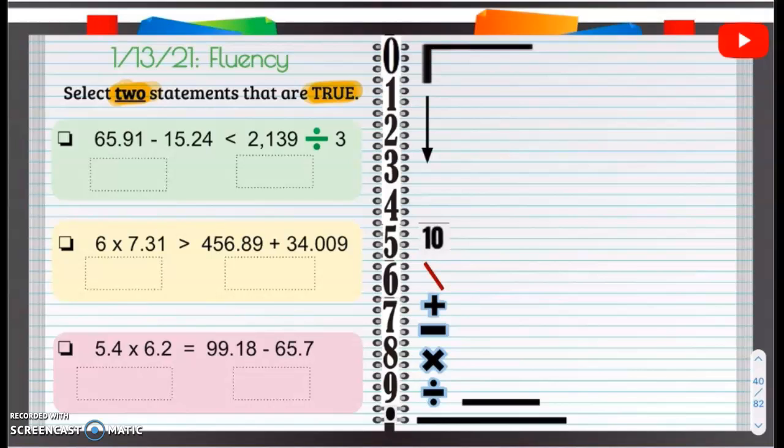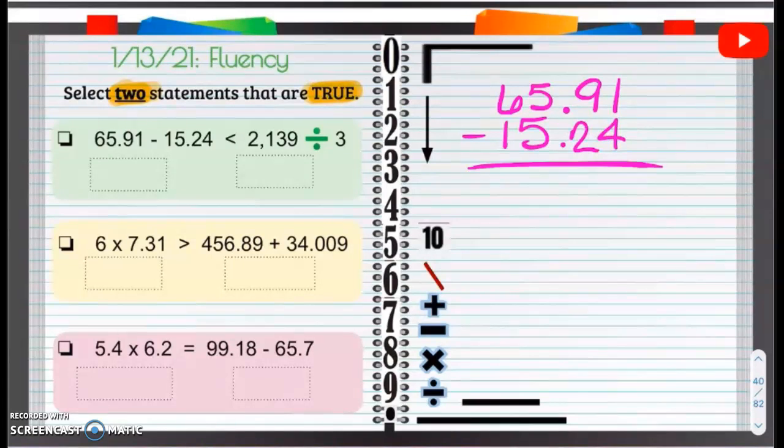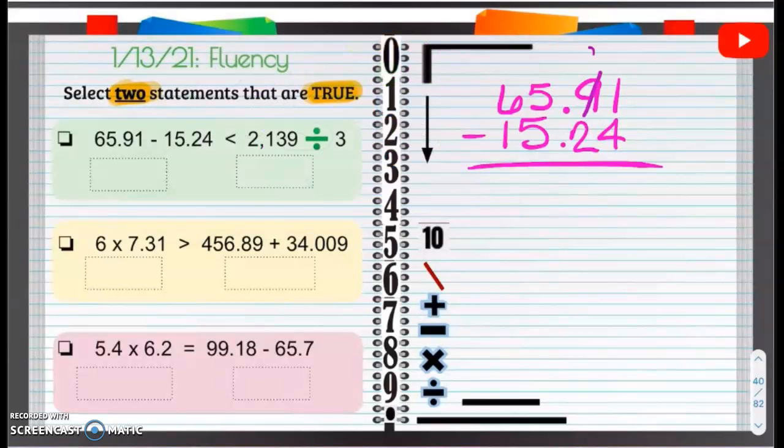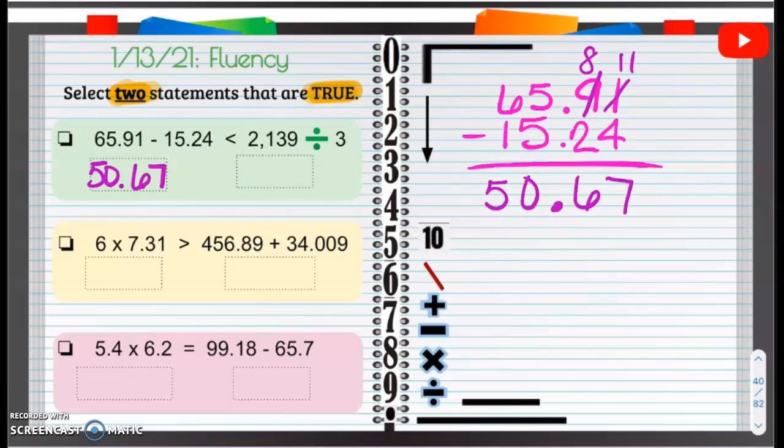For the first one, 65 and 91 hundredths minus 15 and 24 hundredths. When we subtract, we do have to line up our decimals. Let's subtract that. 9 is going to have to become an 8 to make that 1 an 11. 11 minus 4 is 7. 8 minus 2 is 6. Drop that decimal. 5 minus 5 is 0. 6 minus 1 is 5. So 50 and 67 hundredths is on this side.